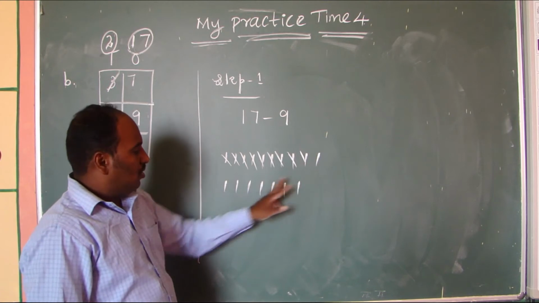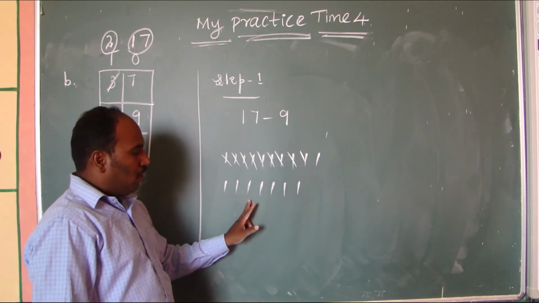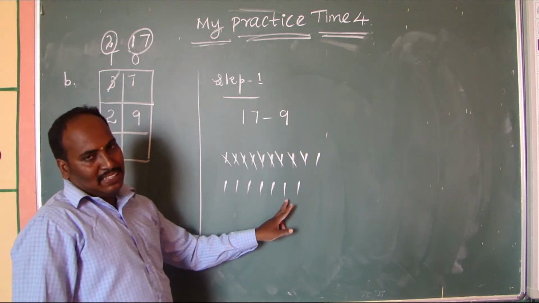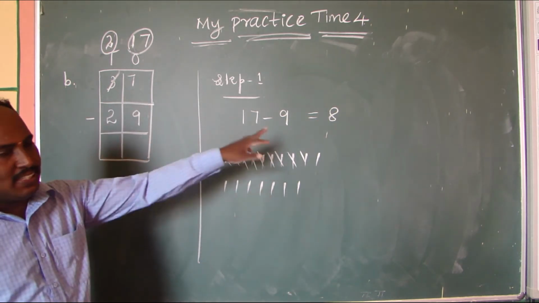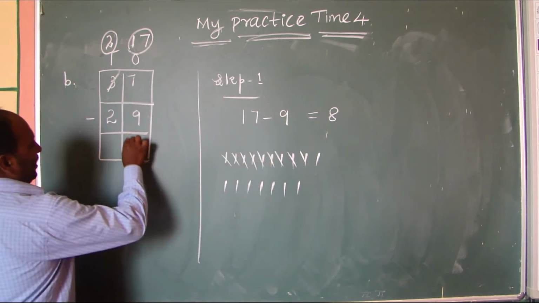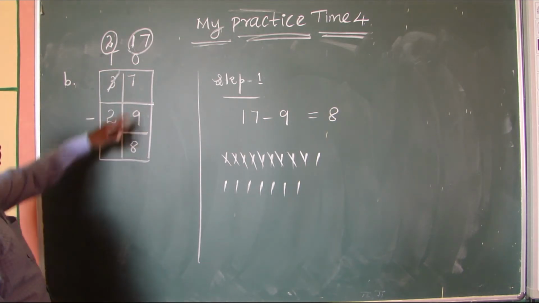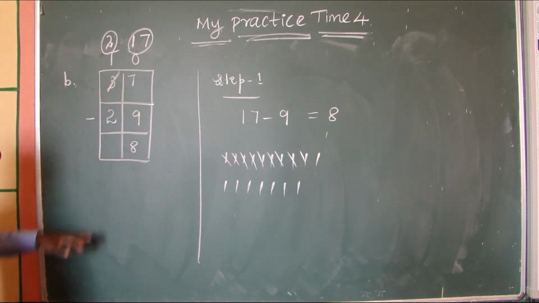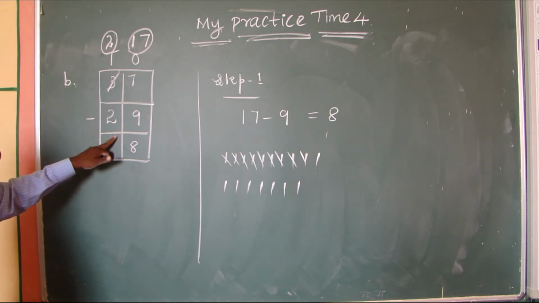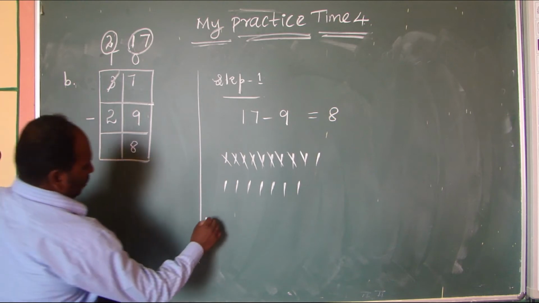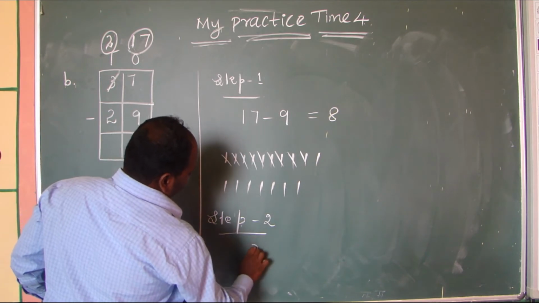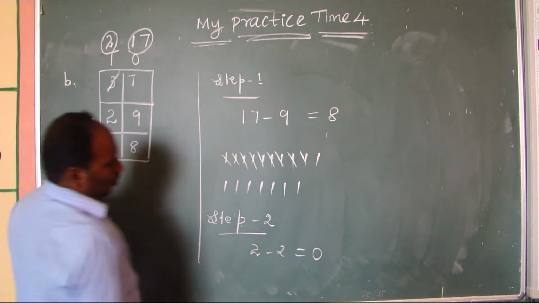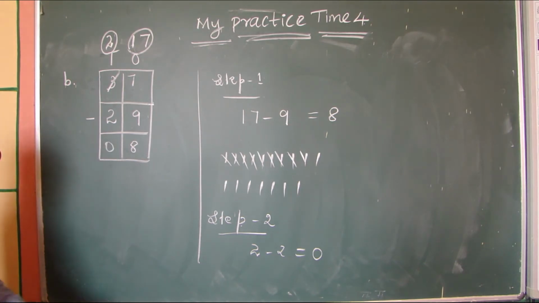Balance 1, 2, 3, 4, 5, 6, 7, 8. So 17 minus 9 is equal to 8. The number 8 write in ones place. The next one we go to the tens place. Tens place 2 minus 2. 2 minus 2 is equal to 0. 0 is nothing. So our answer is 8.